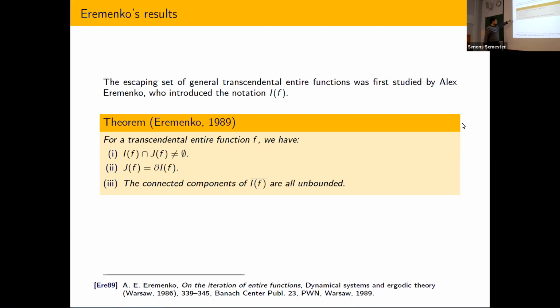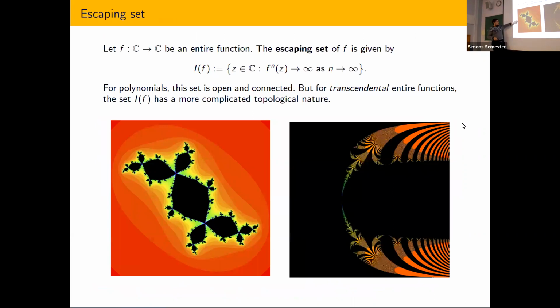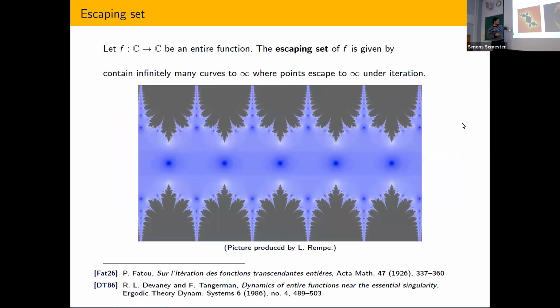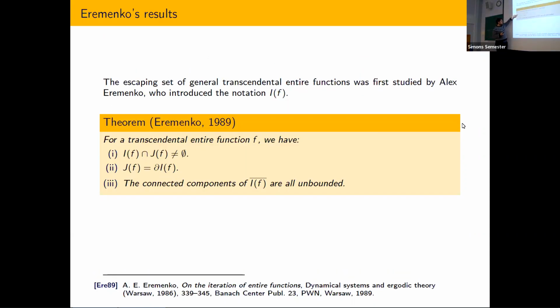He also showed that the Julia set is the boundary of the escaping set. So just to compare, this first property says the escaping set always meets the Julia set. If we go back, for polynomials this is the opposite, right? For polynomials, the escaping set is this red set here, the basin of attraction of infinity, and it is completely contained in the Fatou set. But for transcendental functions, there are always points in the Julia set that are in the escaping set.